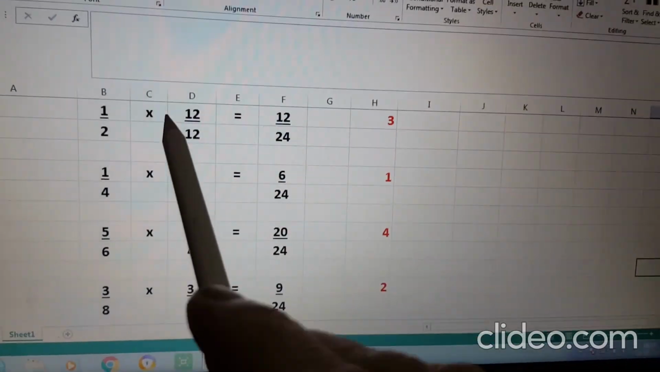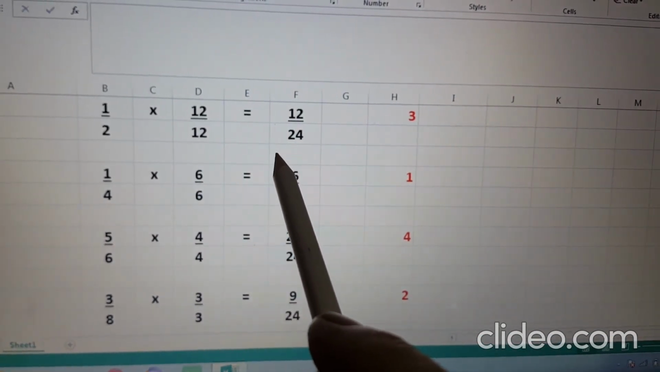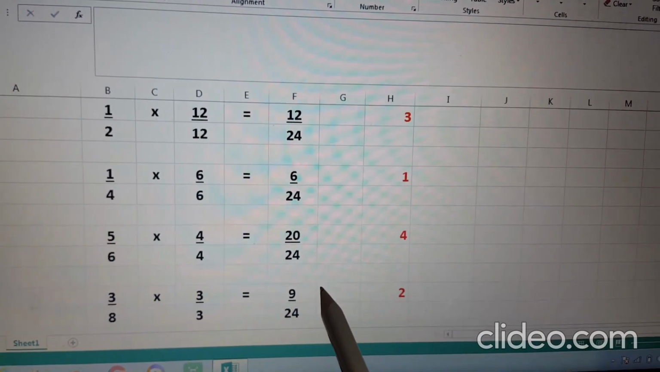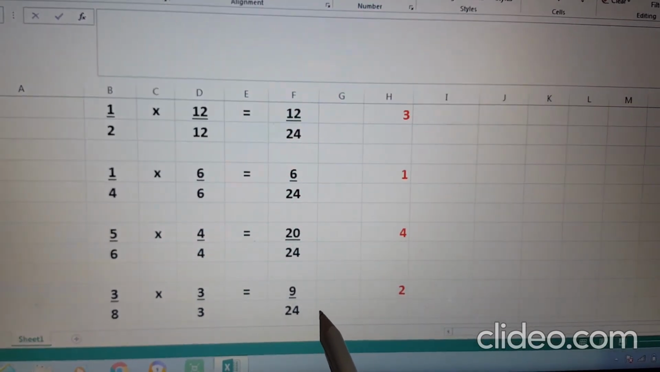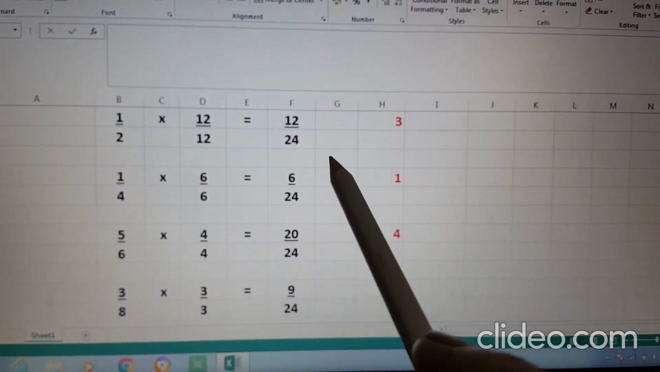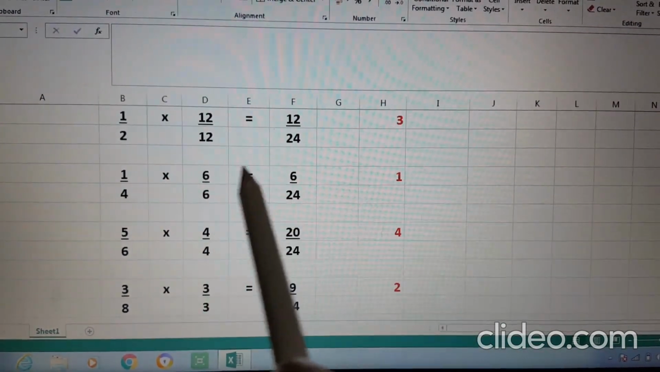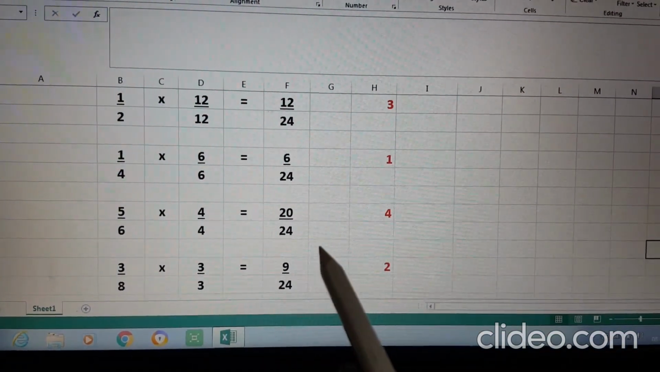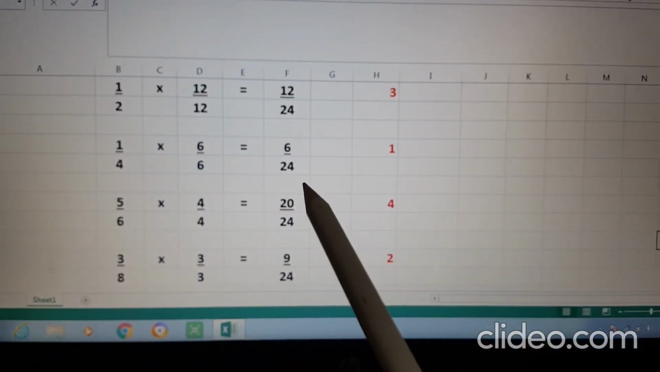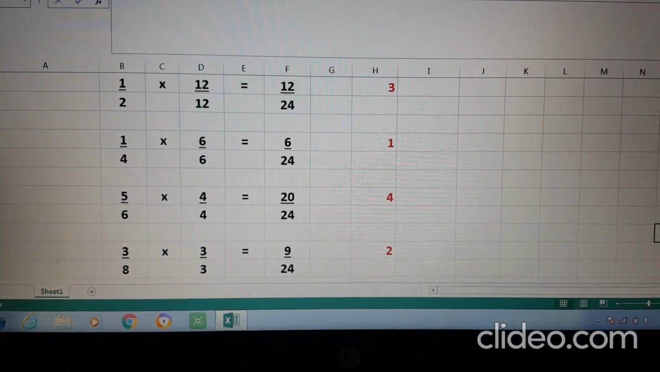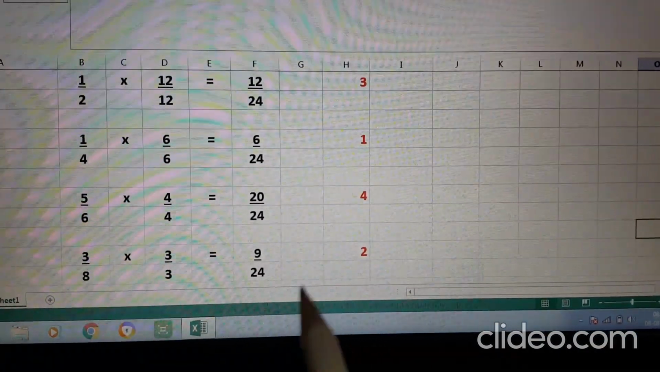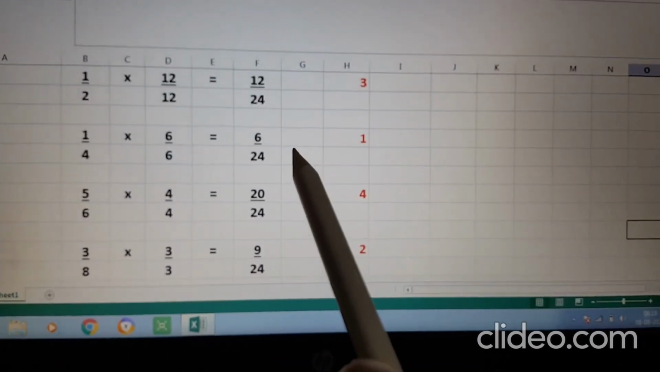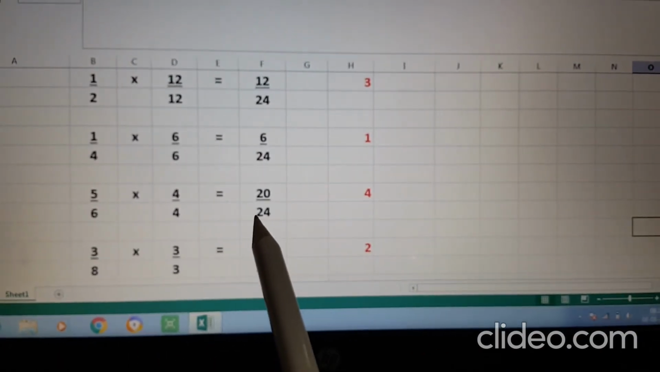So what fractions we have got? 12 upon 24, 6 upon 24, 20 upon 24, 9 upon 24. So we have seen that we have got equivalent fractions of 1 by 2, 1 by 4, 5 by 6 and 3 by 8 and having denominators 24, right? Or you can say we have converted these fractions into like fractions when all denominators are same.